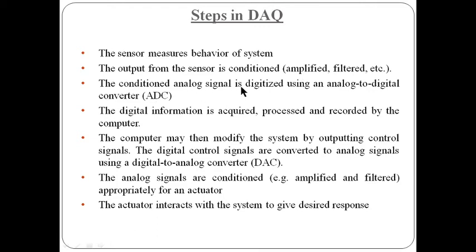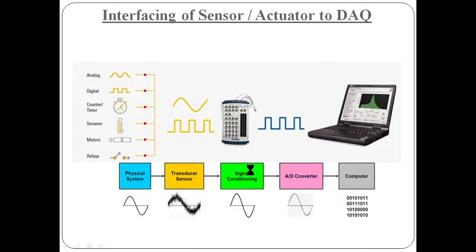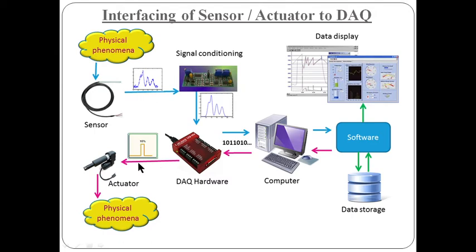The conditioned analog signal is digitized using an analog to digital converter. The digital information is acquired, processed and recorded by the computer here. The computer may then modify the system by outputting a control signal. The digital control signals are converted to analog signals using a digital to analog converter. Here you can see on this screen. Here again, finally this continuous action is happening. So sometimes this digital to analog converter is also used there.